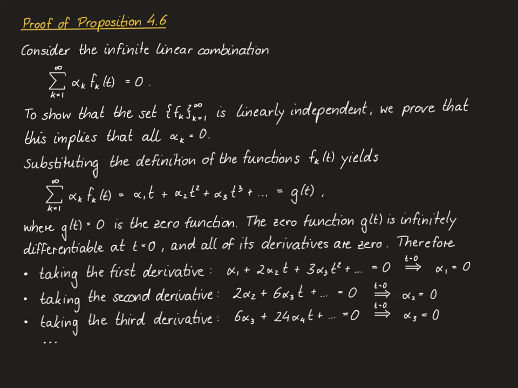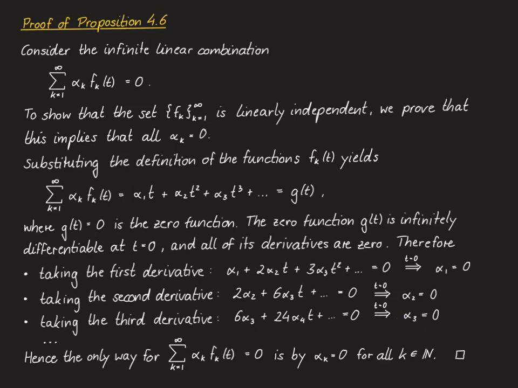To summarize, we have shown that the only way this infinite linear combination of functions equals the 0 function is by having all of these scalars alpha k being equal to 0. And hence, we have shown that the set of functions fk is linearly independent.